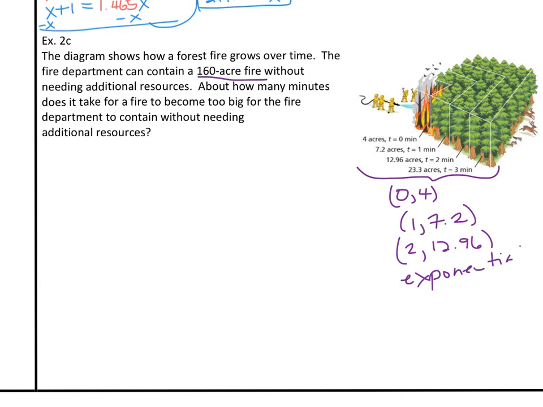What we need to do is figure out the model for, I keep drawing that weird line, sorry. I don't know why I'm doing that.